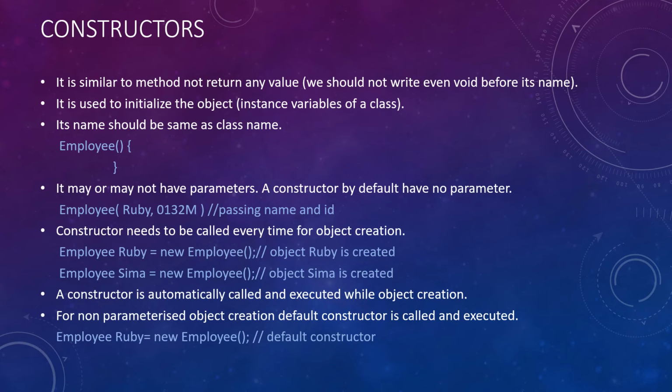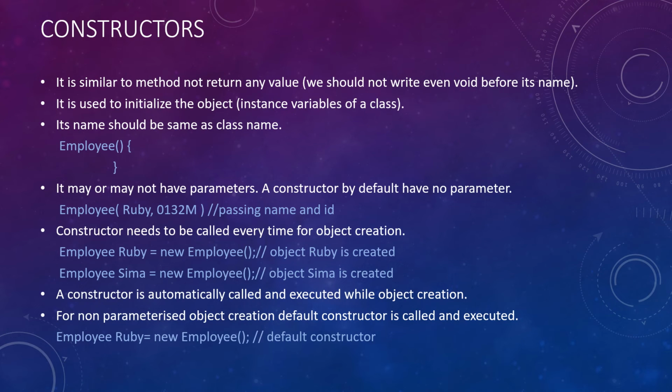Now let us move on to constructors. A constructor is very similar to a method but does not return any value. Therefore, we do not write even void before its name. It is used to initialize the object, which is an instance of a class. Its name should be the same as the class name. So we can write a constructor of class Employee as Employee, a pair of small brackets, then a pair of curly brackets. By default, a constructor does not have parameters, but it can have one or two or three parameters or anything.